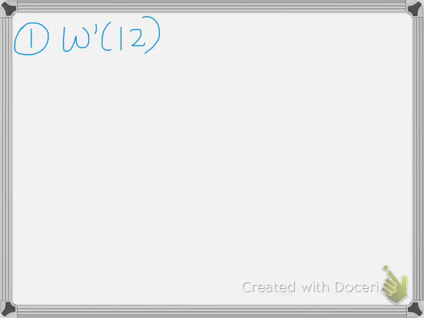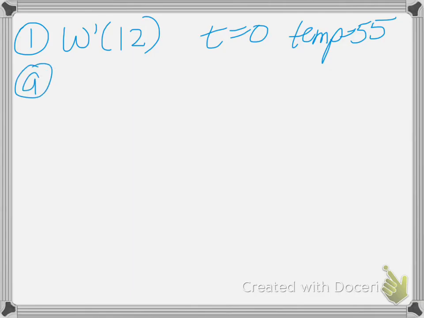Okay, these are the free response solutions from that packet that I gave you that I graded. For question number 1, it's all about the temperature of the water in a tub, and we're told that when T equals 0, the temperature is 55 degrees. Part A is asking you to find W prime of 12, and you're using the data to estimate it.